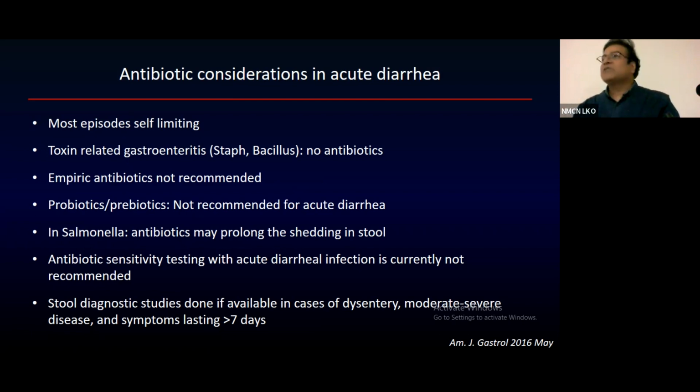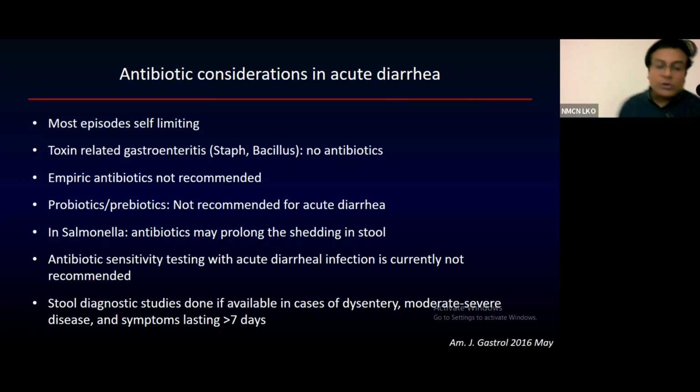Toxin-related gastroenteritis, which is primarily Staph and Bacillus, that is, they induce diarrhea by releasing toxins. You do not need antibiotics. Empirical antibiotics primarily are not indicated. Probiotics and prebiotics, like VSL#3, are not recommended for acute diarrheas. In Salmonella, antibiotic administration may in fact prolong the shedding in stool. Antibiotic sensitivity testing in acute diarrheal infection is currently not recommended.